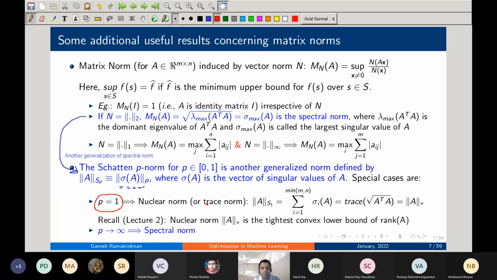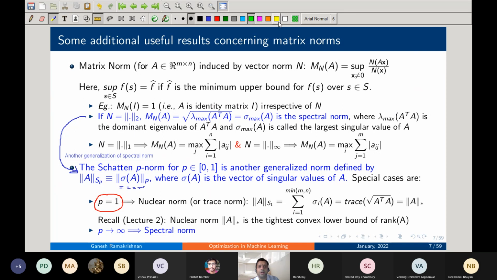You might remember from lecture 2, nuclear norm is the tightest convex lower bound of rank A. So we had some intuition behind using the nuclear norm, but it turns out that that is a special case of Schatten norm, and this is also convex. All these are convex. So this you can recap.